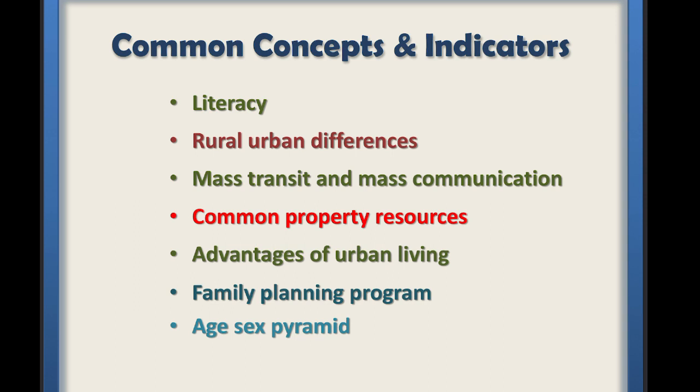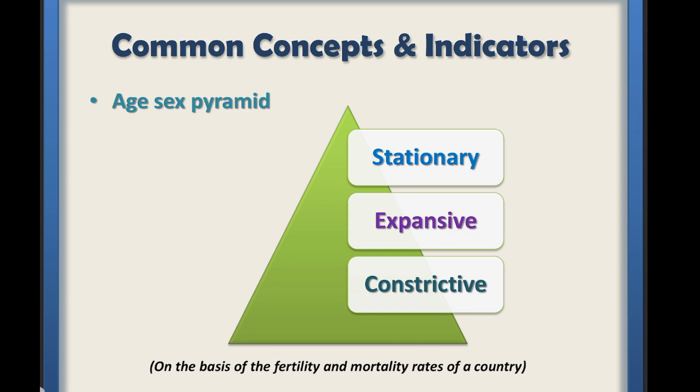Demographers use a population pyramid in order to visualize the age and sex variables. On the basis of fertility and mortality rates, the population pyramid can be categorized into three types. That is, number one, stationary, number two, expansive, number three, constrictive. Stationary pyramid is a pyramid where the number of births and deaths roughly match one another. Expansive pyramid is a pyramid which is very wide at the base, and this kind of pyramid is a characteristic of countries with a very high birth and death rate.